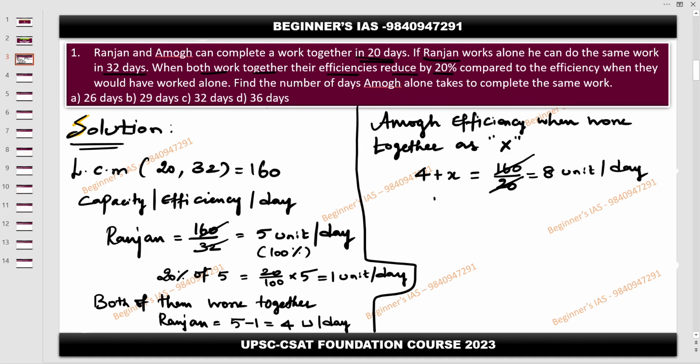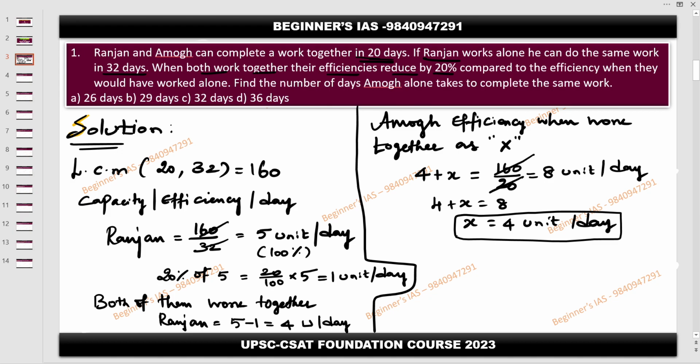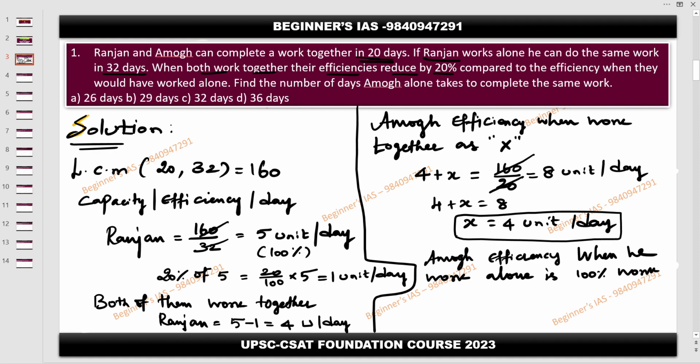Then 4 plus x is equal to 8, so x is equal to 4 units per day. Therefore, Amog's efficiency when working together is 4 units per day. This is the 20% reduction. Suppose Amog's efficiency when he works alone is 100% of work. Now this x is nothing but 80% only.